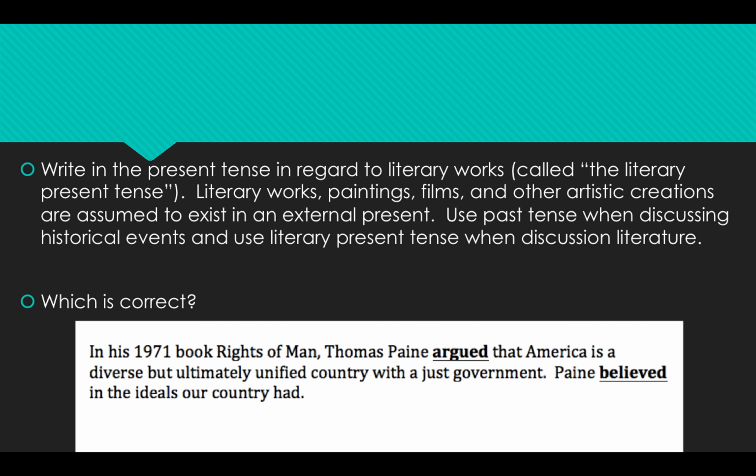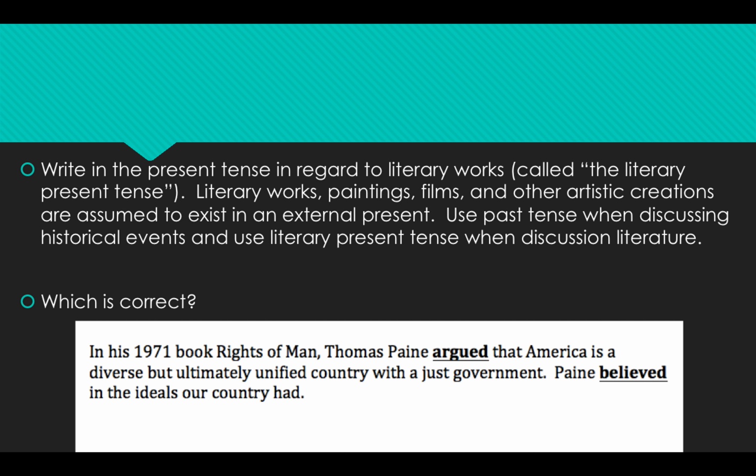Here, this might be a brand new concept for you, but when you write an analysis, you want to write in present tense in regard to the literary works. And this is actually something called the literary present tense. Literary works, paintings, films, and other artistic creations are assumed to exist in an external presence, meaning that they're still relevant today, even if they were written a long time ago or painted a long time ago. You want to use past tense when you're discussing historical events, but you want to use the literary present tense when discussing literature. So this can be quite confusing.